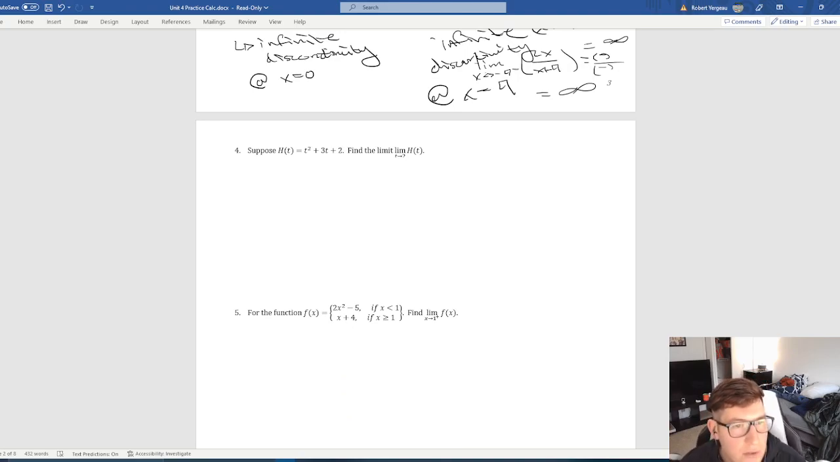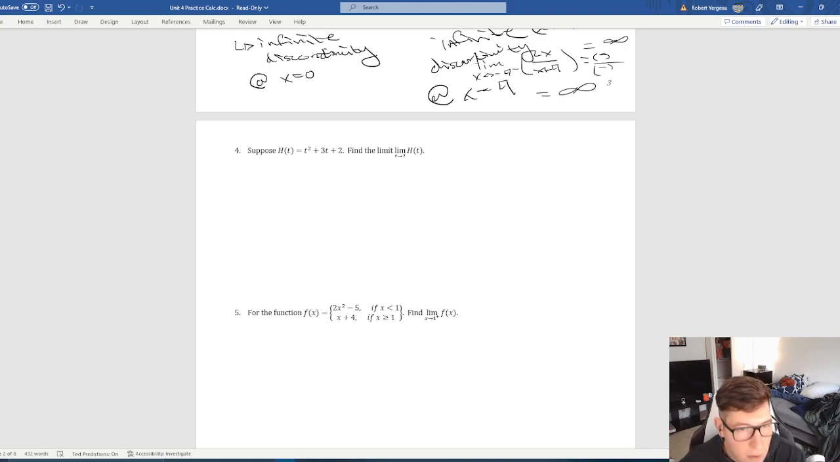So we have, suppose that h of t is equal to t squared plus 3t plus 2. We need to find the limit of h of t as t approaches 2. Now, there's nothing crazy going on. This is actually truly just looking at limit laws, and can we apply a limit algebraically? Remember that when we do that, we simply just substitute this value in for t.